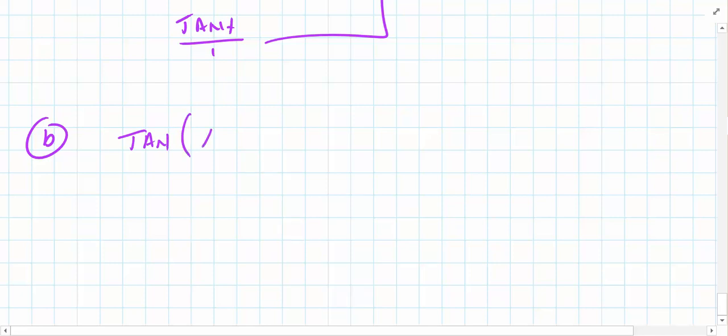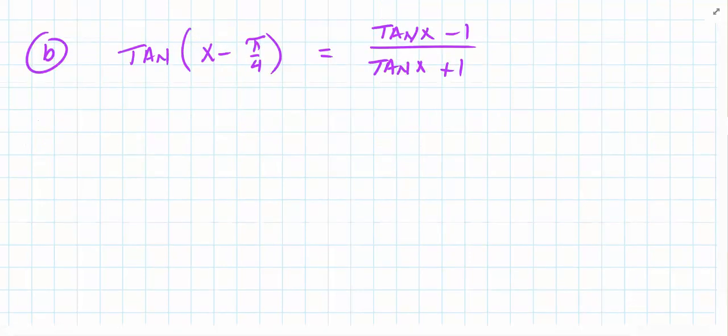What's the tangent of x minus pi over 4? Show that that's equal to this: the tangent of x minus 1 all over the tangent of x plus 1. Ready, set, go. Tiff, go for it.